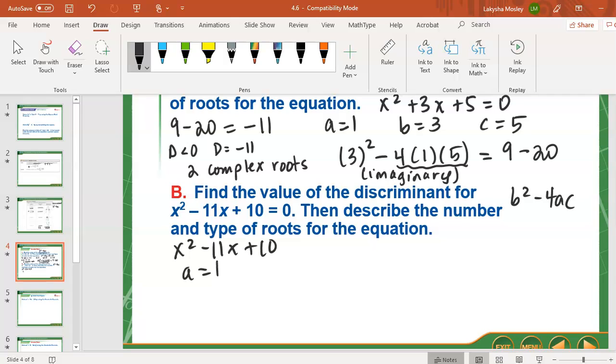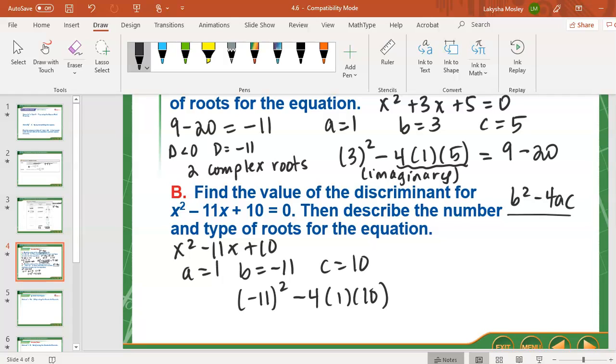So a is equal to 1, b is equal to negative 11, c is equal to 10. Okay, and so I'm going to just carefully plug it into the formula. So I got negative 11 squared minus 4a, oops, put an extra parentheses, put a 10 there, and carefully do our math.